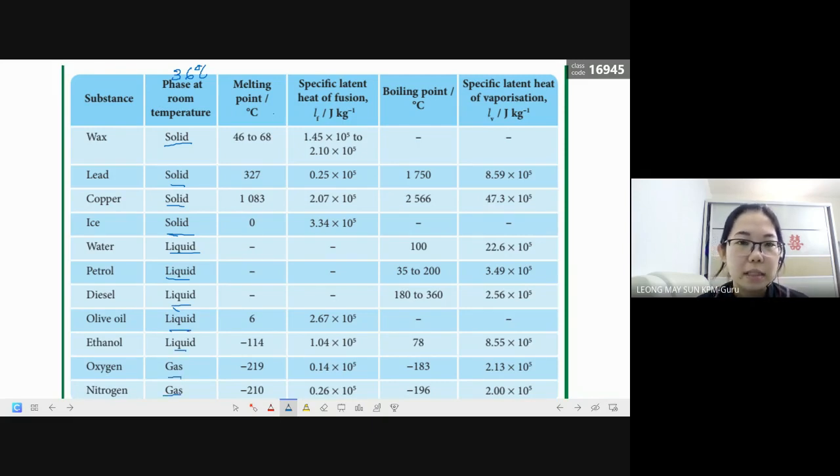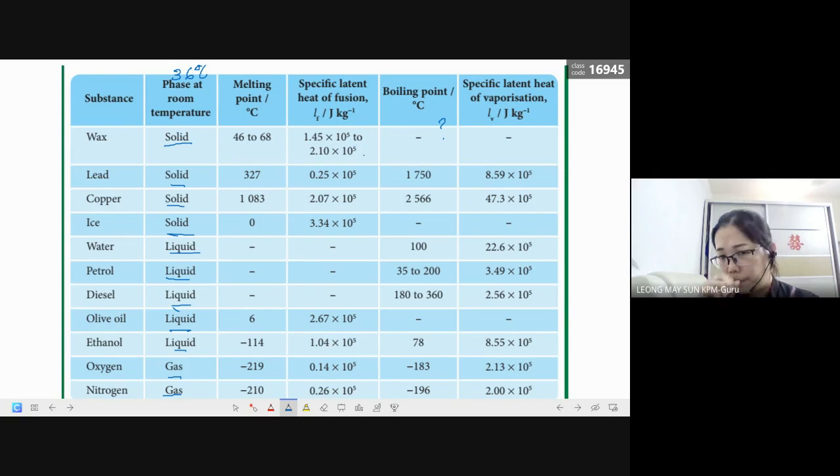Now what you have to look at is the melting point and the boiling point. For wax we have a melting point, but so far there is no boiling point. Then the specific latent heat of fusion, which means from solid to liquid, the amount of heat required per kg of wax is 1.45 times 10 to the power of 5 to 2.1 times 10 to the power of 5 joules per kg.